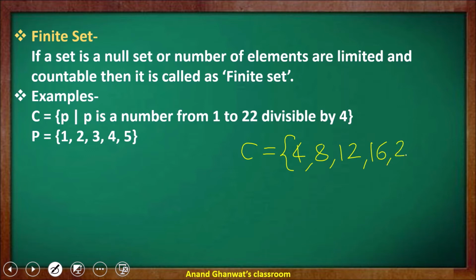16 and 20. So these are the 5 numbers, or 5 elements, which are divisible by 4 and lie between 1 to 22. Means the number of elements in set C is 5 and these are countable. Therefore set C is a finite set. Now next example, P is equal to 1, 2, 3, 4, 5. There are 5 elements in set P, so it is also a finite set.